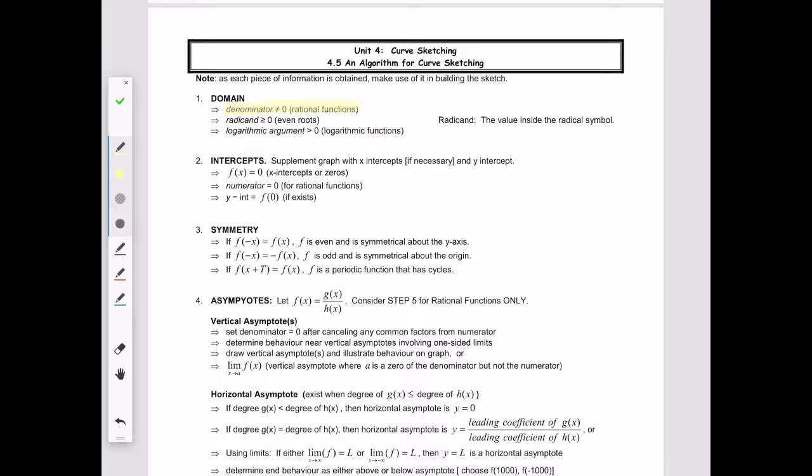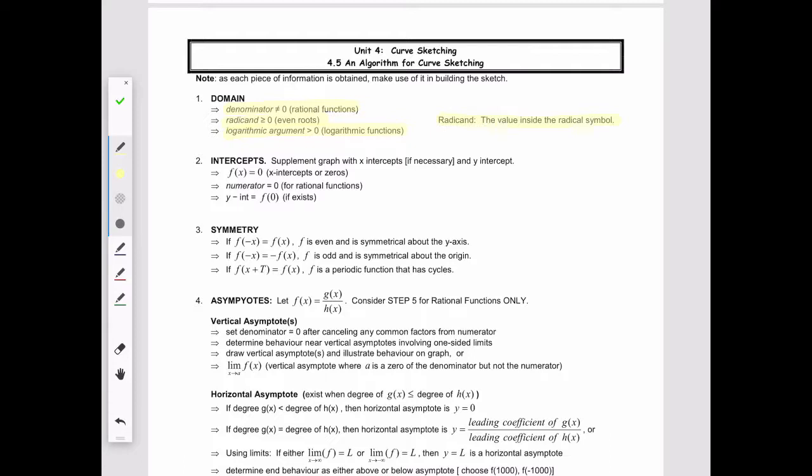The second one would be when we have a root sign. It's called a radicand. The radicand has to be greater than or equal to 0 for even functions. And if you don't know what a radicand is, the radicand is basically the values inside the radical symbol. And the last scenario is when we have a logarithm function, where the value has to be greater than 0.